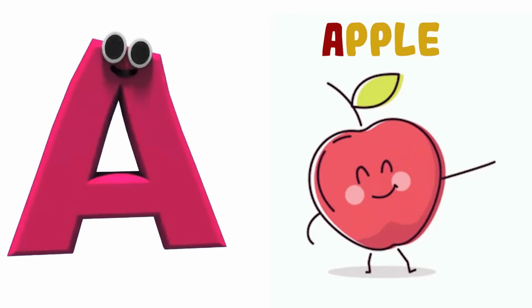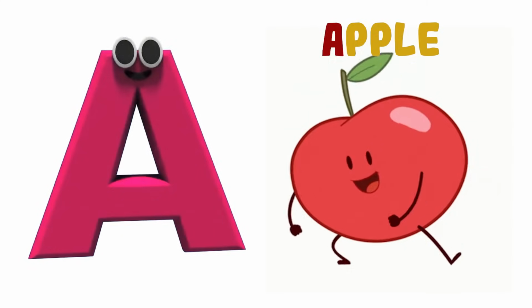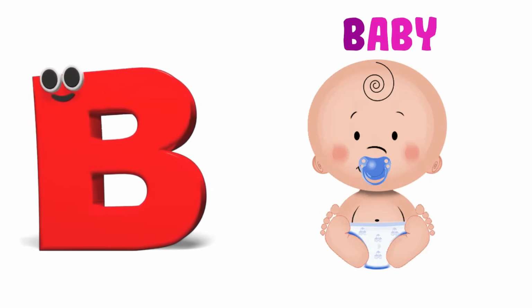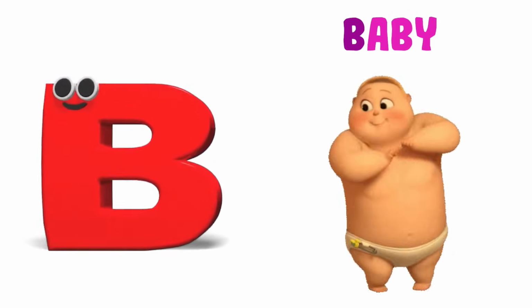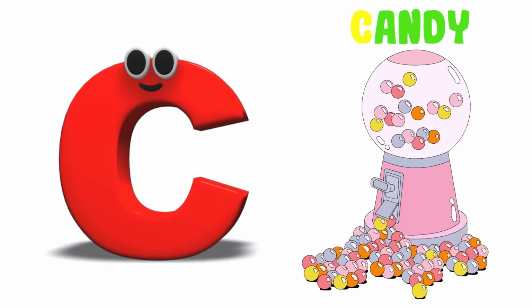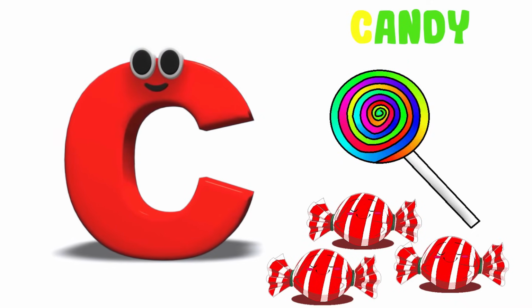Do it again. A is for apple, a, apple. A, apple. B is for baby, b, b, baby. B, baby. C is for candy, k, k, candy.